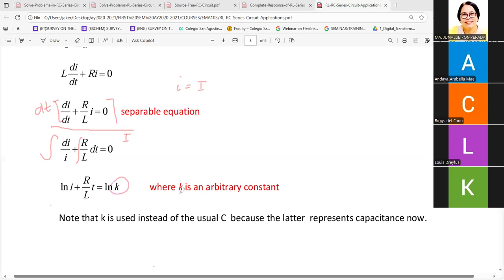This k, as mentioned here, is a constant, so its value depends on the conditions that are given in the problem. Okay? So before I go to the next page, do you have any questions?